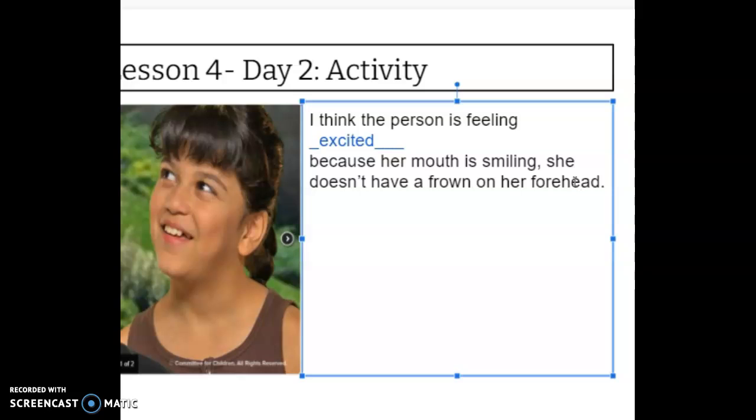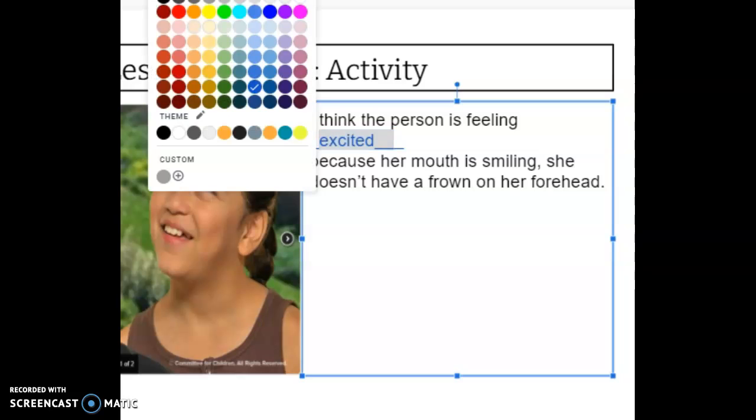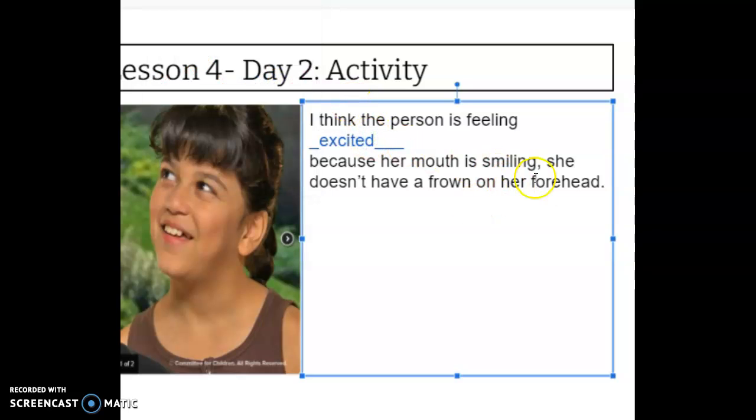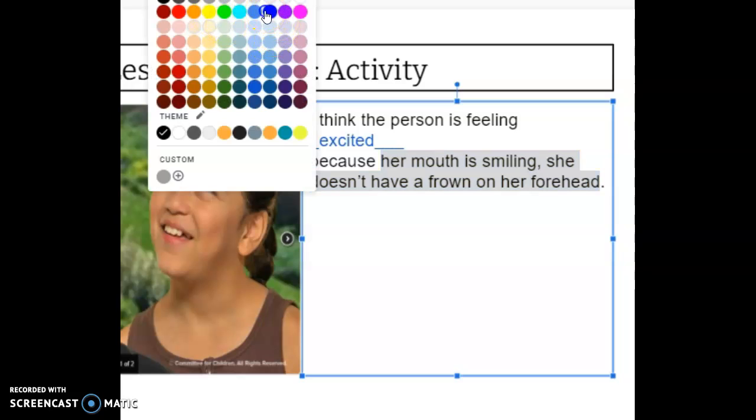So this is exactly what you are going to do. I want you to fill in the blank. When you see the line, I want you to cover it and write the word that you want. If you want, you can change the color, or you can just leave it blank. I am going to put mine in a different color so that I know that I answered my question. So I'm going to put it blue.